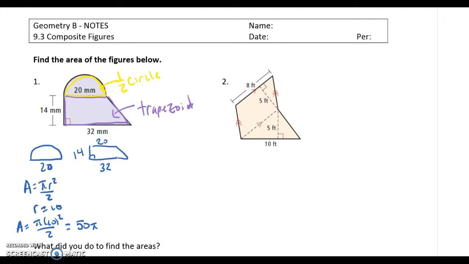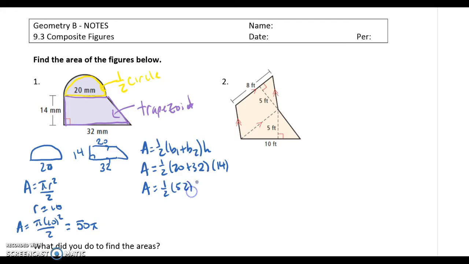Okay? So then I want to look at that trapezoid and think, well, how do I find the area of the trapezoid? Well, remember my area formula is 1/2 of (b1 plus b2) times h. And then I've got my two parallel bases, 20 and 32, right? So I get 1/2 of (20 plus 32) times the height, which is 14. And doing all that math, I'm getting A equals 1/2 of 52 times 14. And that should give me a total of 364.